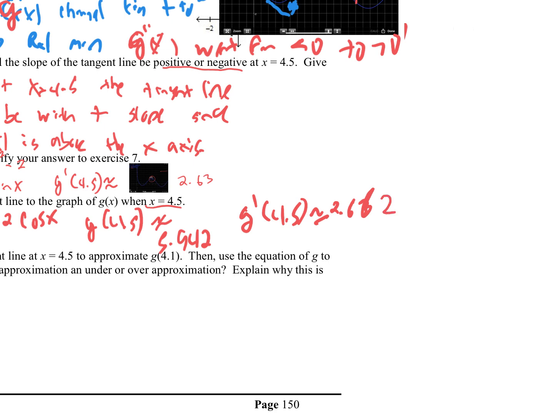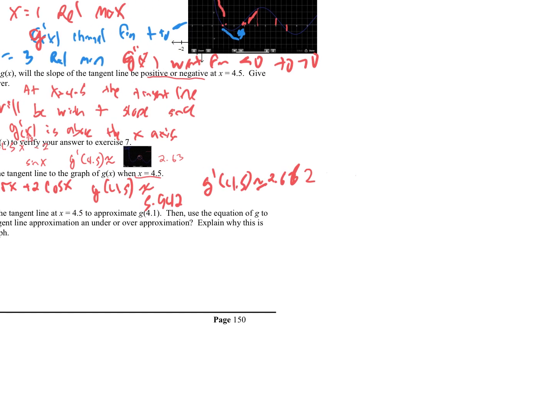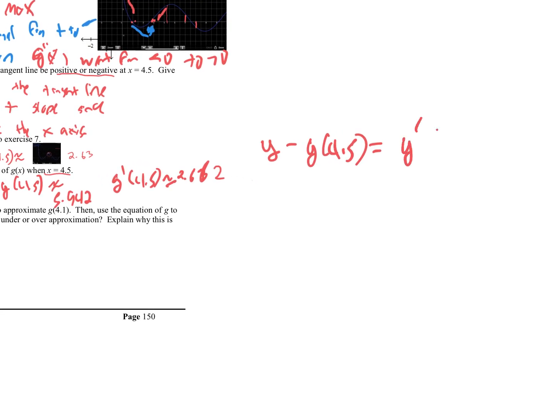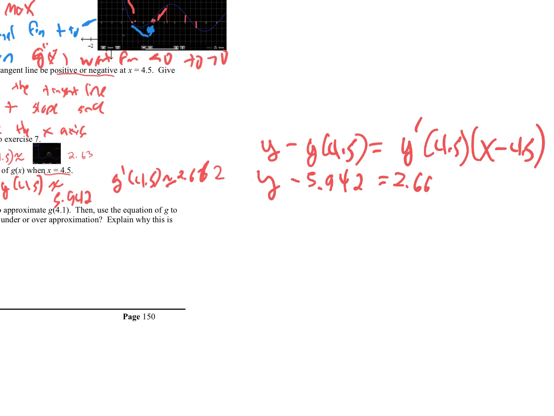So either way, the equation of the tangent line will be y minus g of 4.5 equals g prime at 4.5 times x minus 4.5. So plug that in: y minus 5.942 equals 2.662 times x minus 4.5, and there I would just leave it.